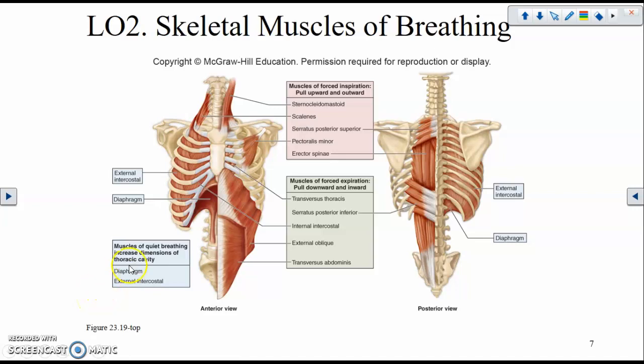And back to another lecture on the respiratory system. So this is what I ended with in the last respiratory system lecture video.